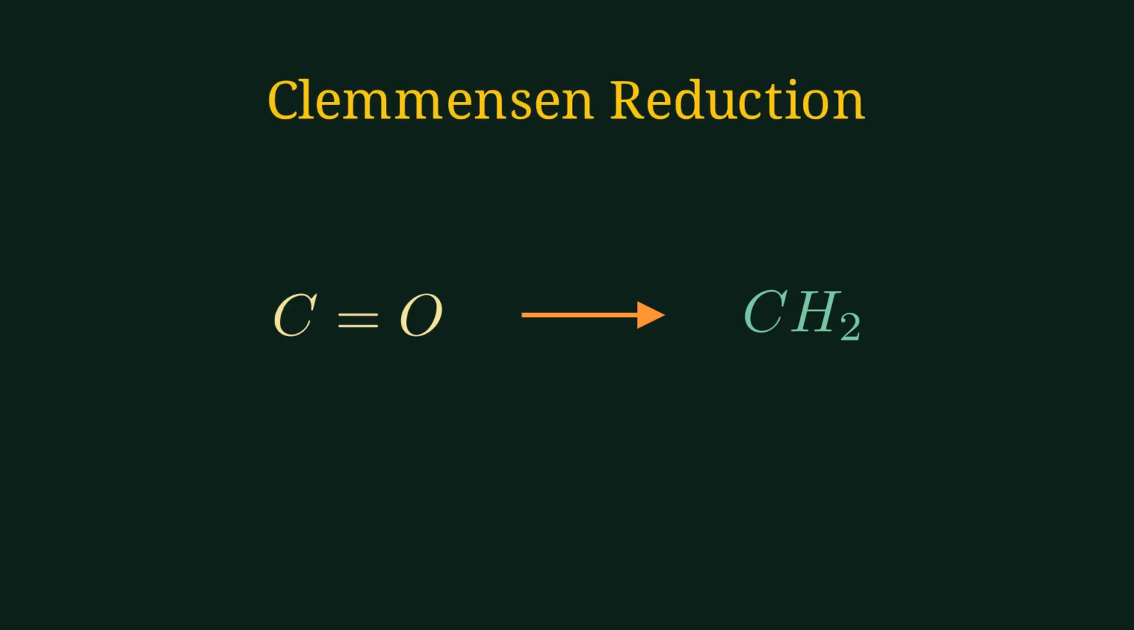So, the next time you see a ketone and wish it were a simple alkane, remember the Clemmensen reduction. It's a reminder that in chemistry, as in life, sometimes the only way to move forward is to strip things down to their simplest parts. Provided, of course, you can handle the acid.